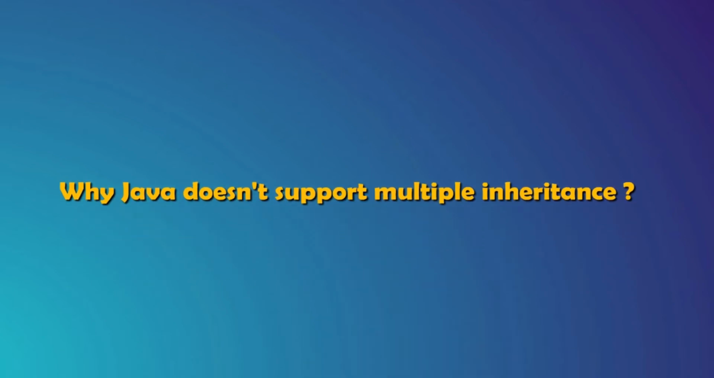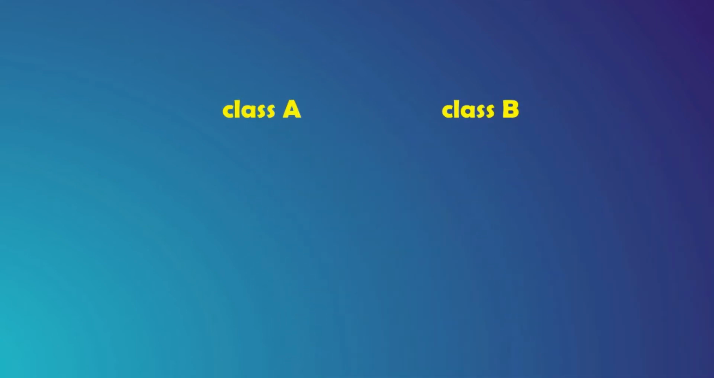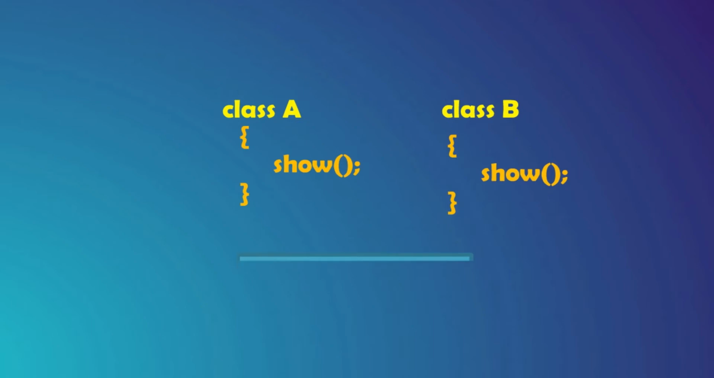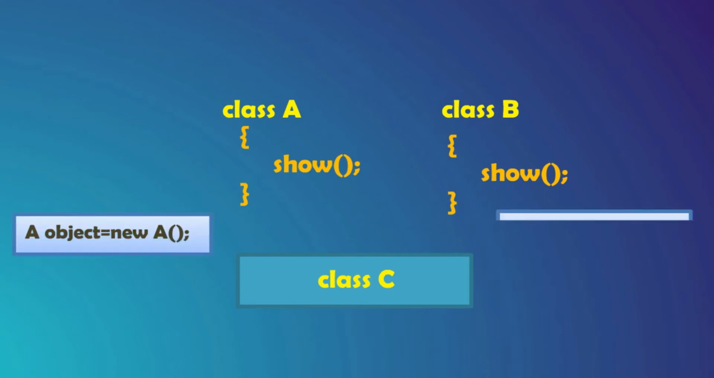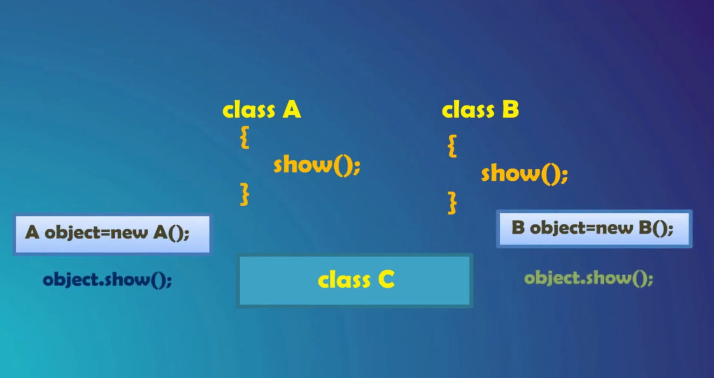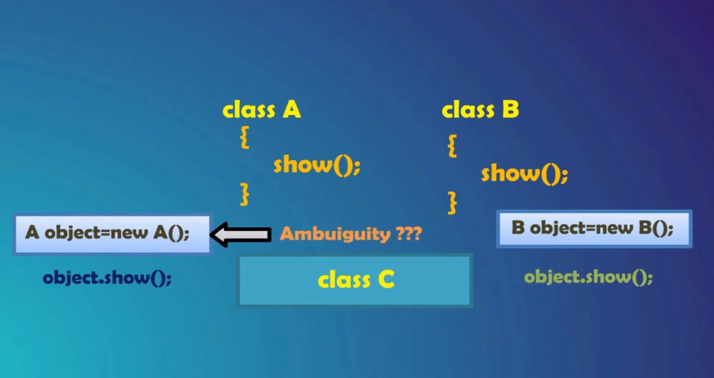Why do you think that Java doesn't support multiple inheritance? Here, we have two classes, class A and class B. Both classes have a show method. If class C inherits class A and class B, then it is called multiple inheritance. Suppose a user creates an object for class C and tries to access the show method. The JVM would be in ambiguity, whether to run the show method of class A or the show method of class B. Therefore, to resolve this ambiguity, Java avoids multiple inheritance by using interface.